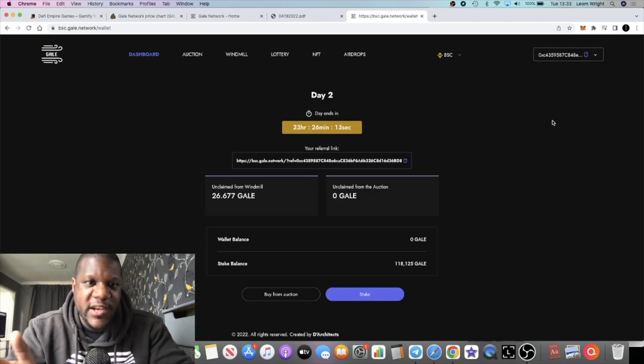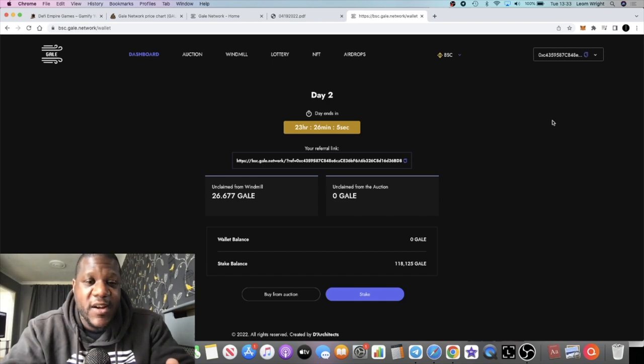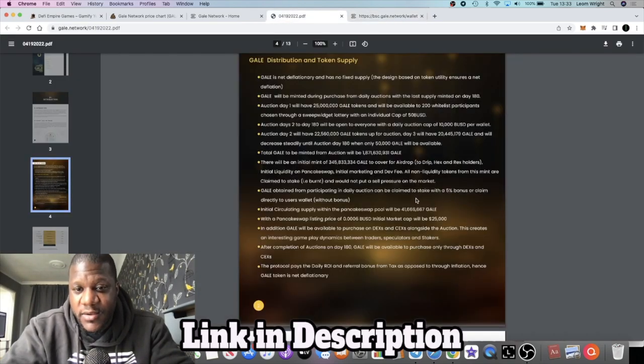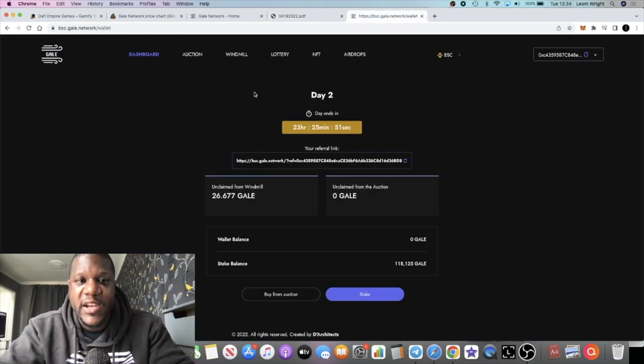I said the other day that this was like a Drip fork, but I've actually spoken to the team. They said 80% of their code is rewritten from scratch. And they're actually doing airdrops to Drip, HEX, and Rex holders. So this, for me, reminds me of Rex and HEX, because what they have is the auction.